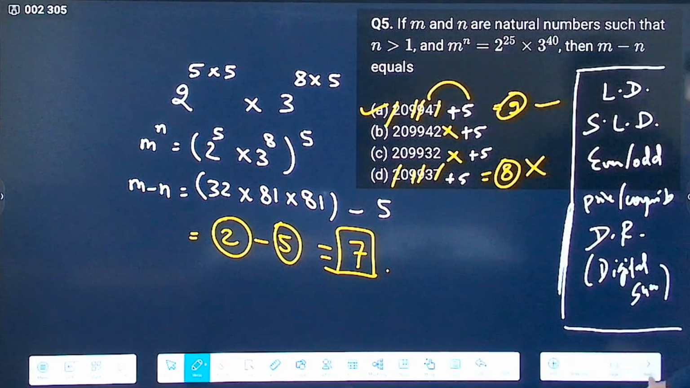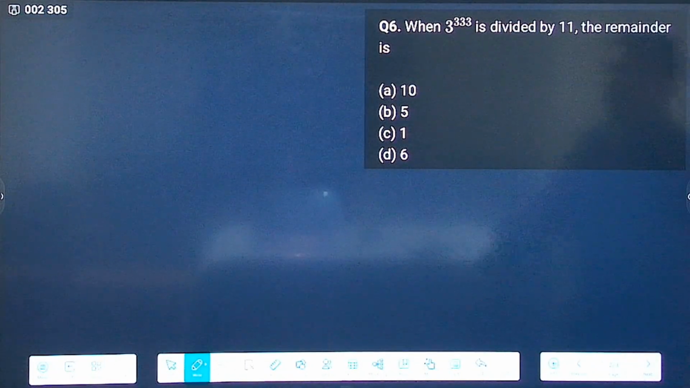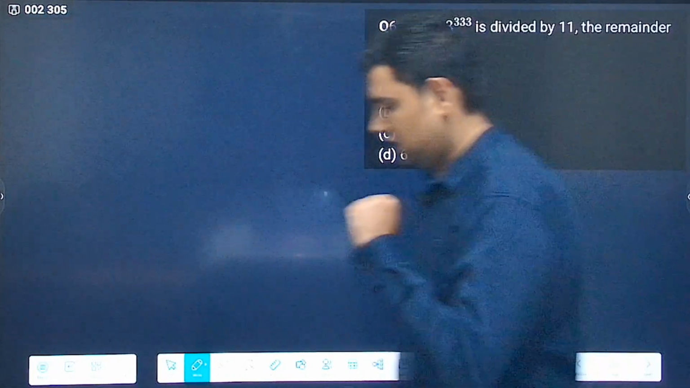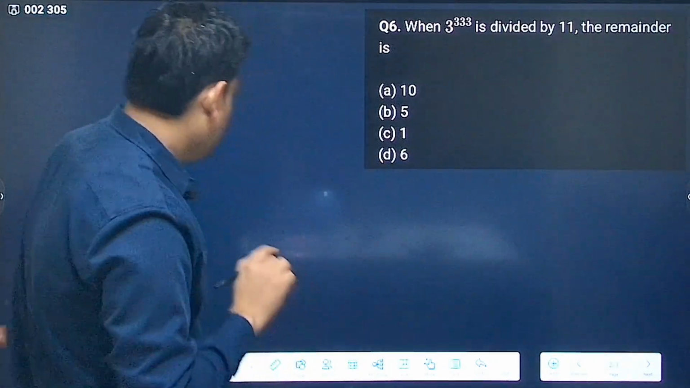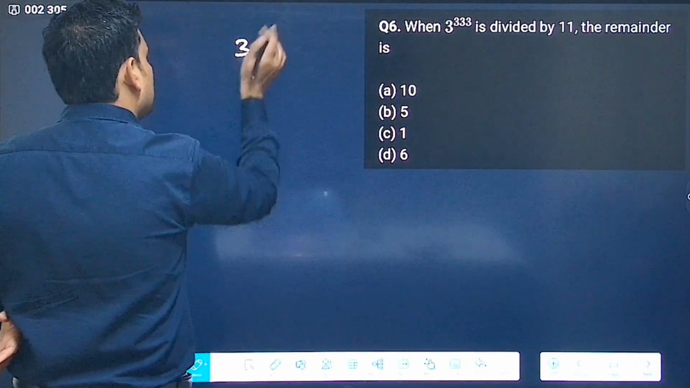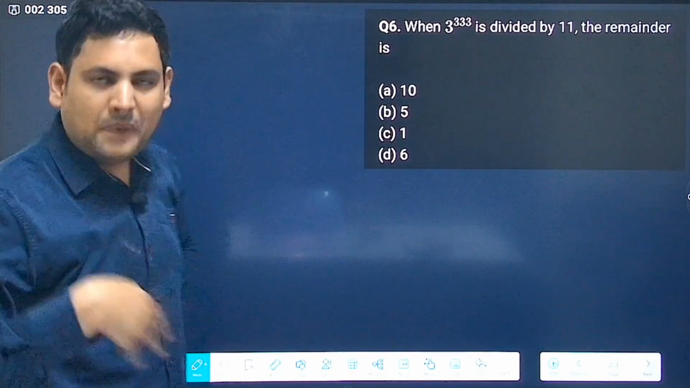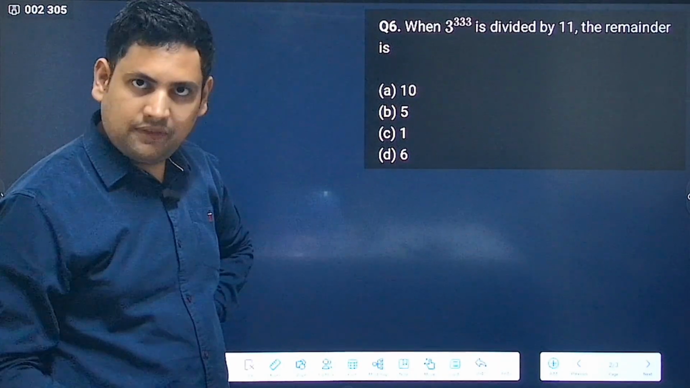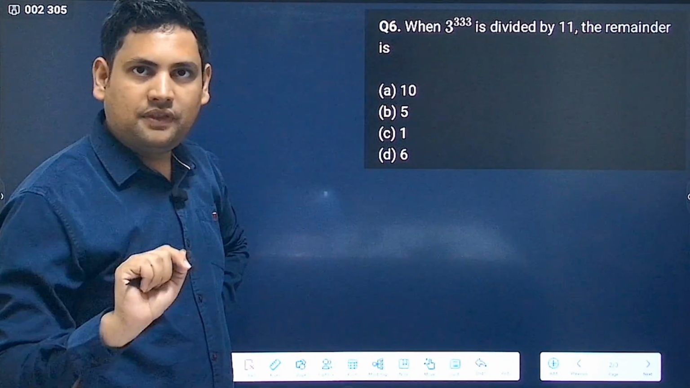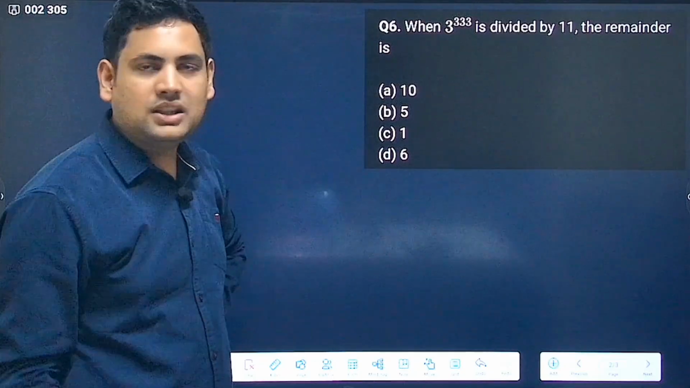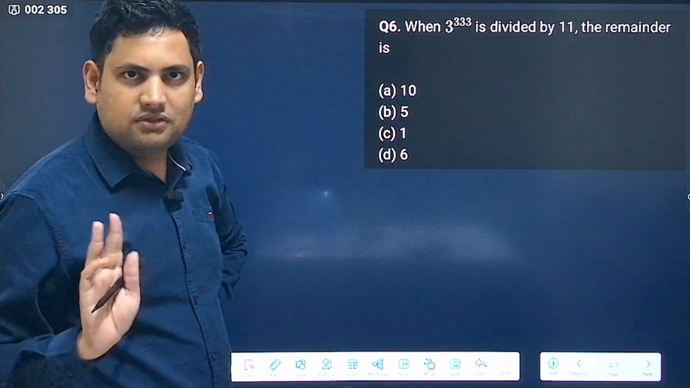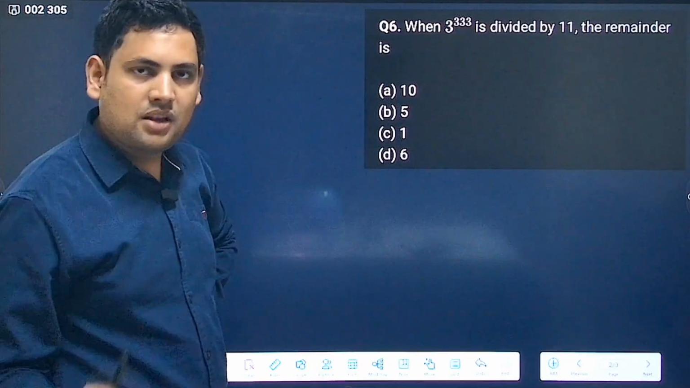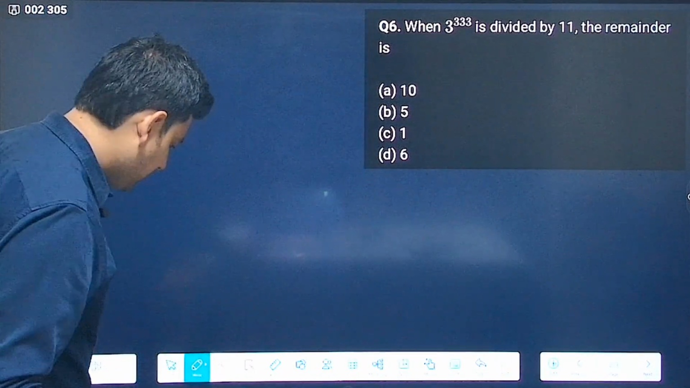Now let's do another one. 3 power 333 is divided by 11. The remainder is? We have done similar questions. Now see how I am doing this. What I have told you is that you go through powers of 3 and keep dividing by 11 to find out if anywhere you get remainder 1, or let's say remainder minus 1. Both are okay with me. So I am trying now.